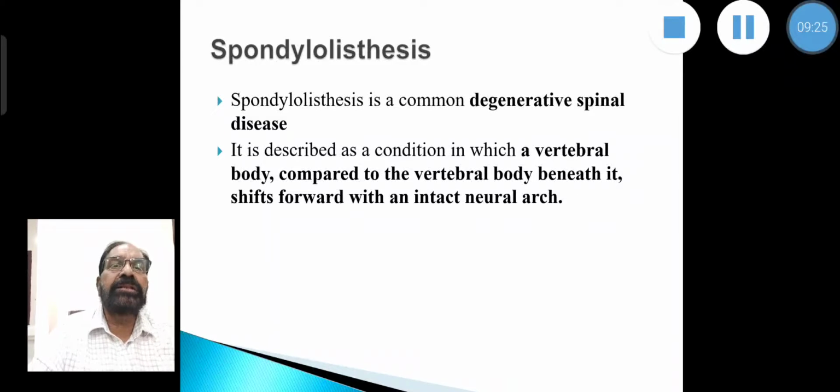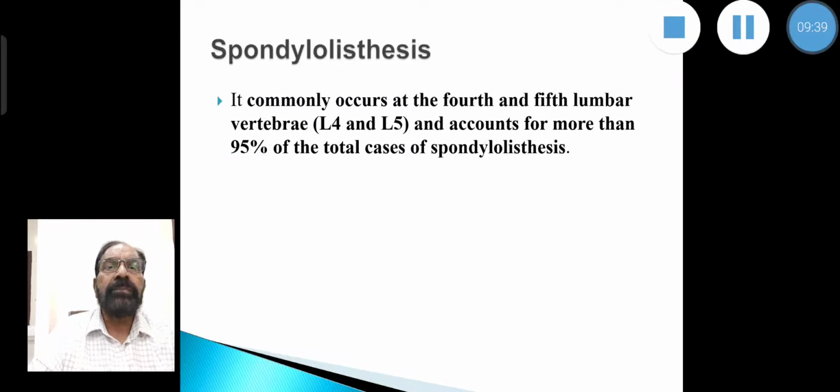Spondylolisthesis is common degenerative spinal disease. It is described as a condition in which a vertebral body compared to the vertebral body beneath it shifts forward with intact neural arch. It commonly occurs at the 4th and 5th lumbar vertebrae and accounts for more than 75% of the cases of spondylolisthesis.